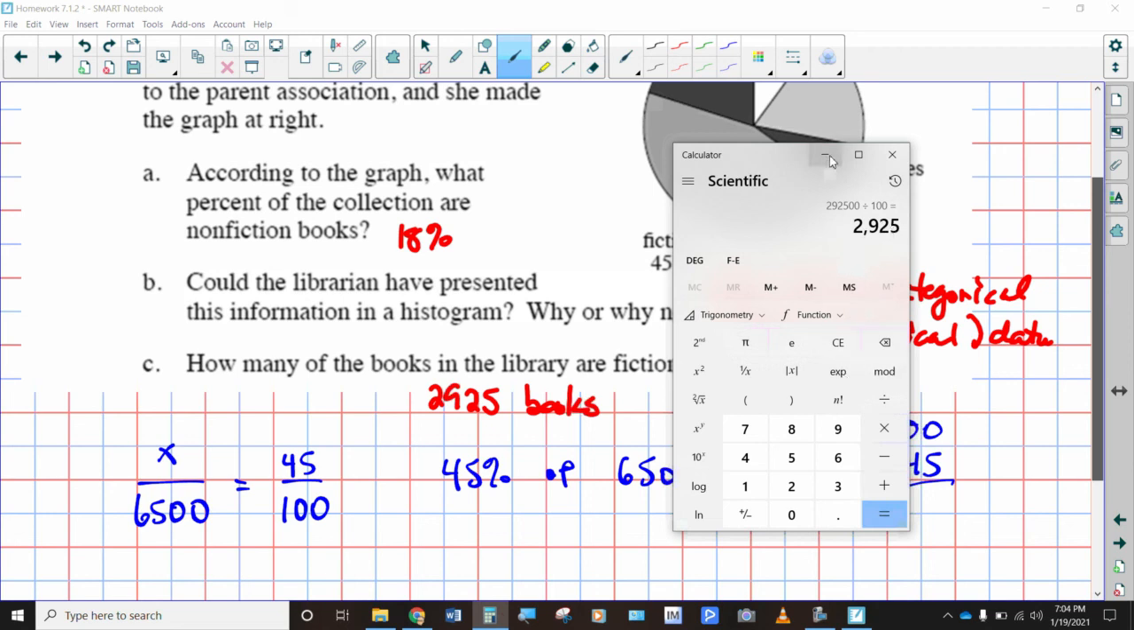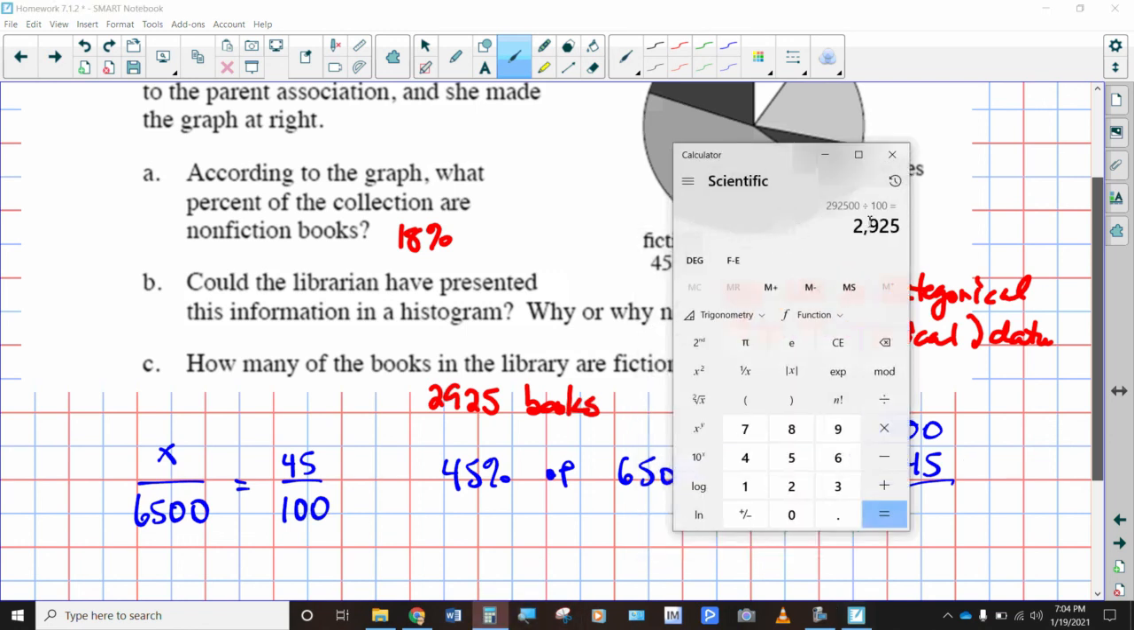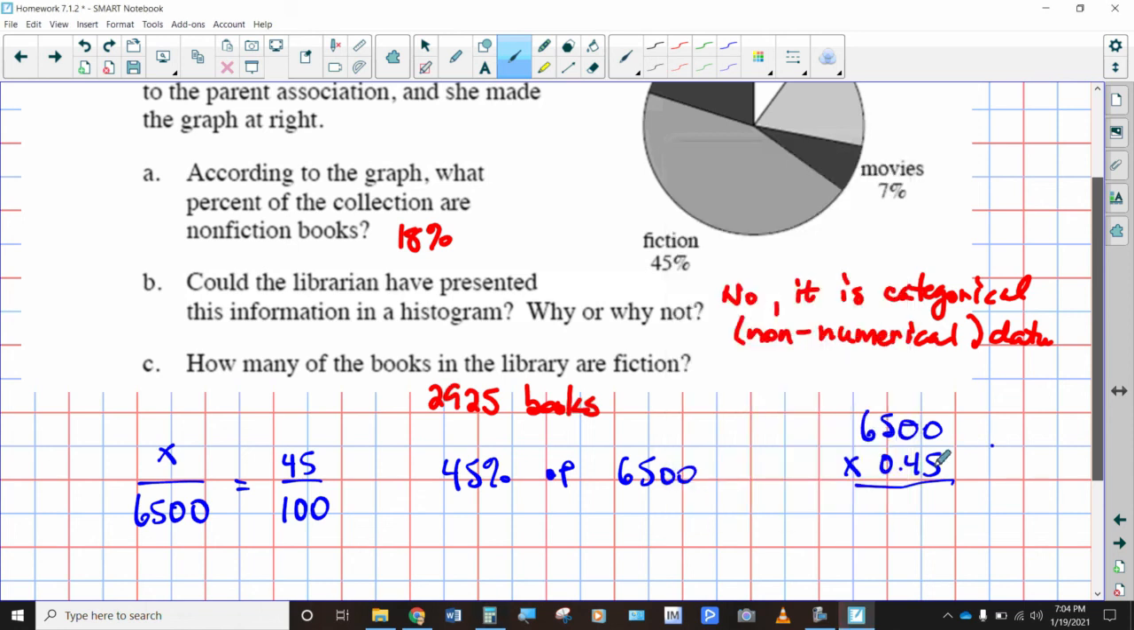Now, let me show you the correlation here. We're still going to multiply the 6,500 times 45, but I'm dividing the 45 by 100 first and changing it to .45, then multiply it times the 6,500. So we're going through the same processes of multiplying and dividing. It's just the order in which we do it. Here we divided by the 100 last. Here we're doing it before multiplying. So either way, you're going to get that is the number of books in the fiction section.